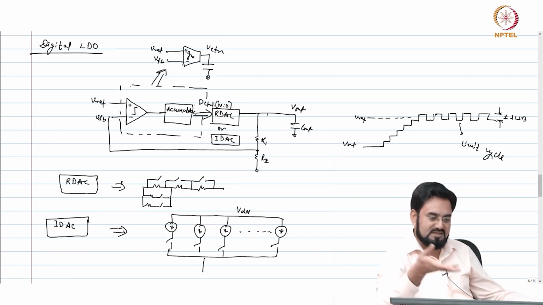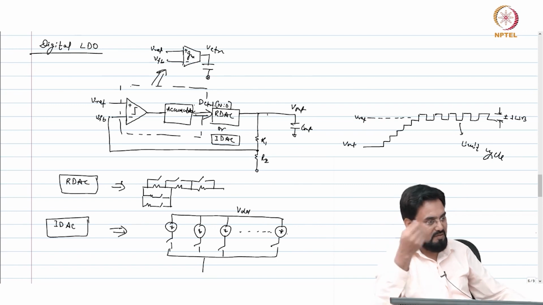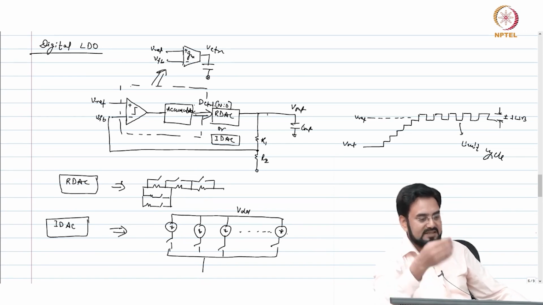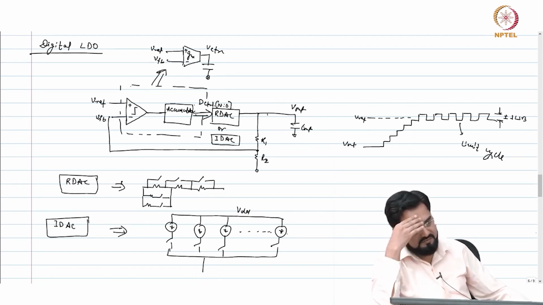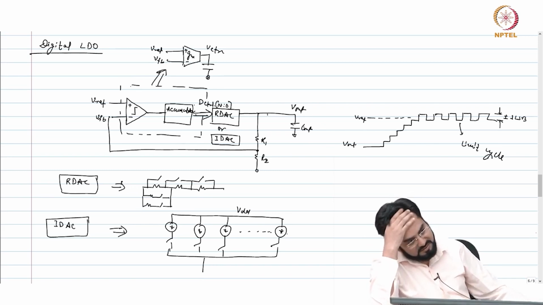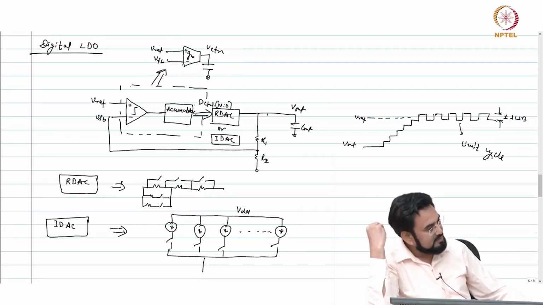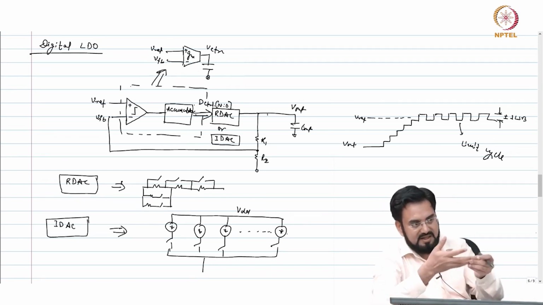Okay, so it is just a first order system, that is it. If you want to make it faster, then instead of a single bit ADC, which is your comparator, you use a higher order one, basically a flash, but that will come at the cost of area and power.